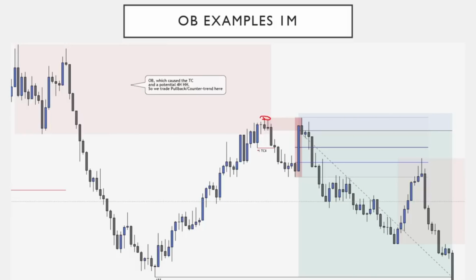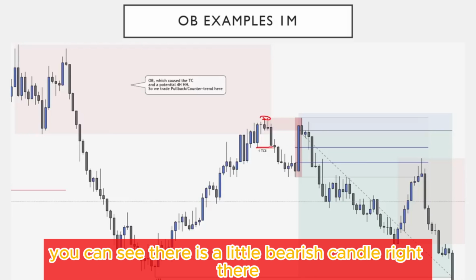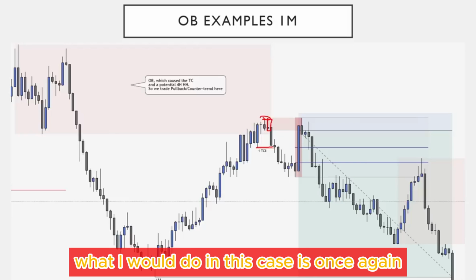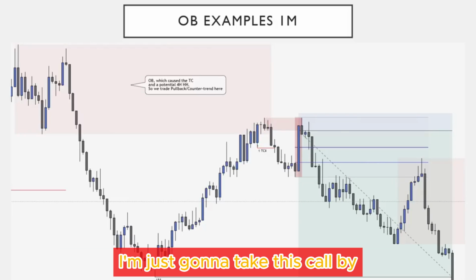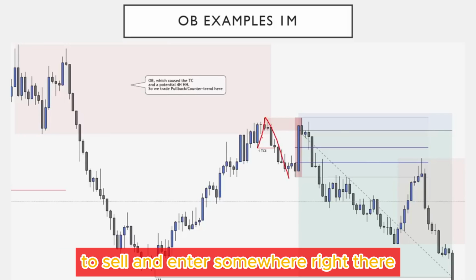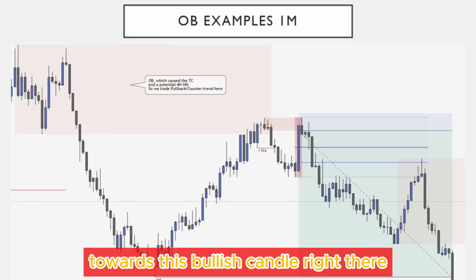Tap into the zone. Give us a 1 minute alignment, right? So then again, what caused the alignment? You can see there is a little bearish candle right there. What I would do in this case is, once again, I'm really not going to look to refine too much. I'm just going to take this whole buy to sell and enter somewhere right there. But I've done this very precisely towards this bullish candle right there.